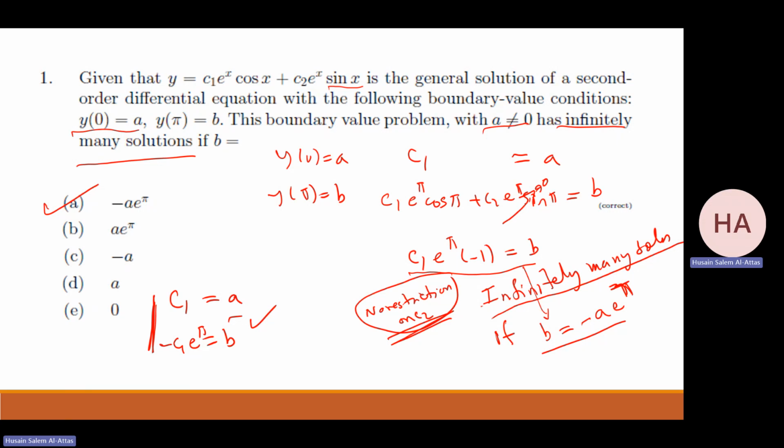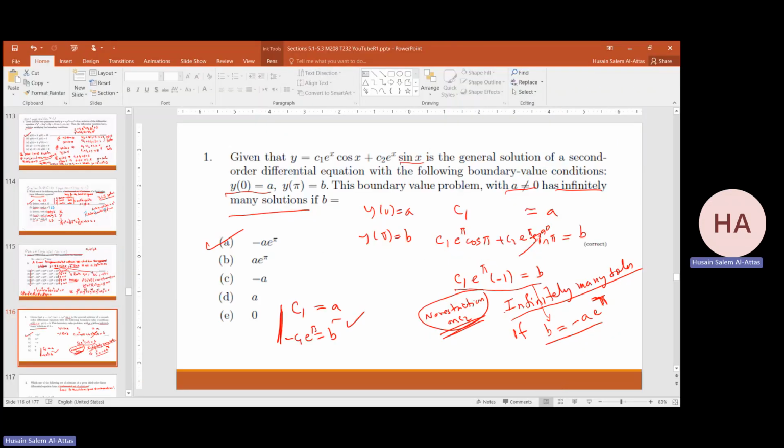By the way, this is about boundary value problems, which we don't have in this section, but the ideas can be applied. I think the idea is easy to understand. Let me stop the recording. I think we did a good number of questions. Thank you.